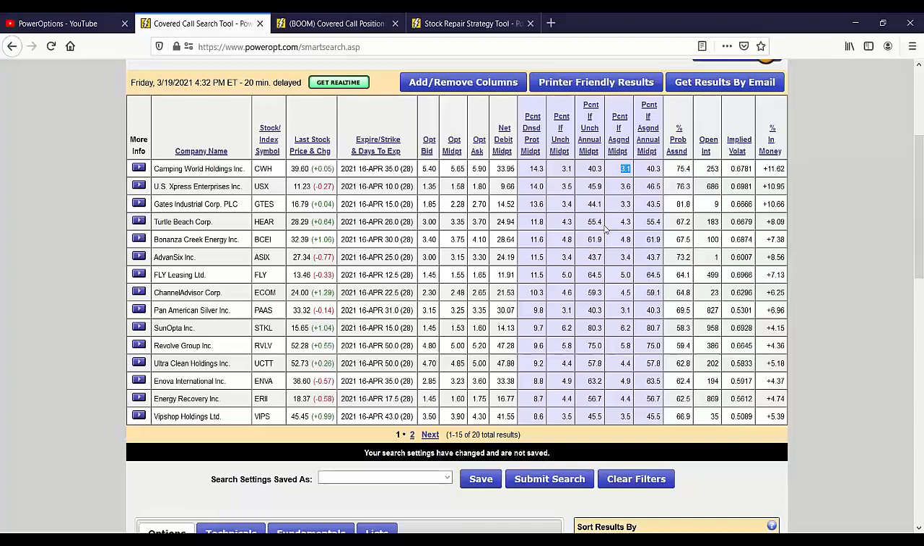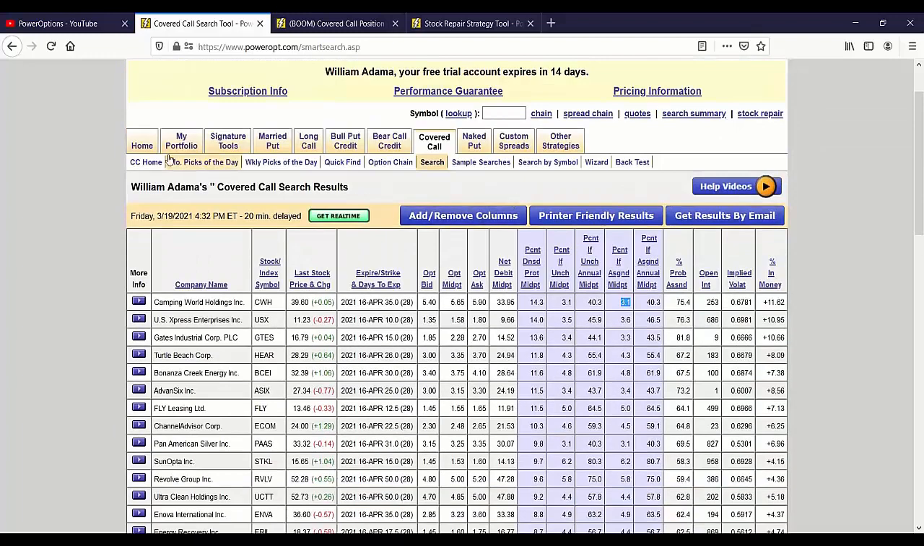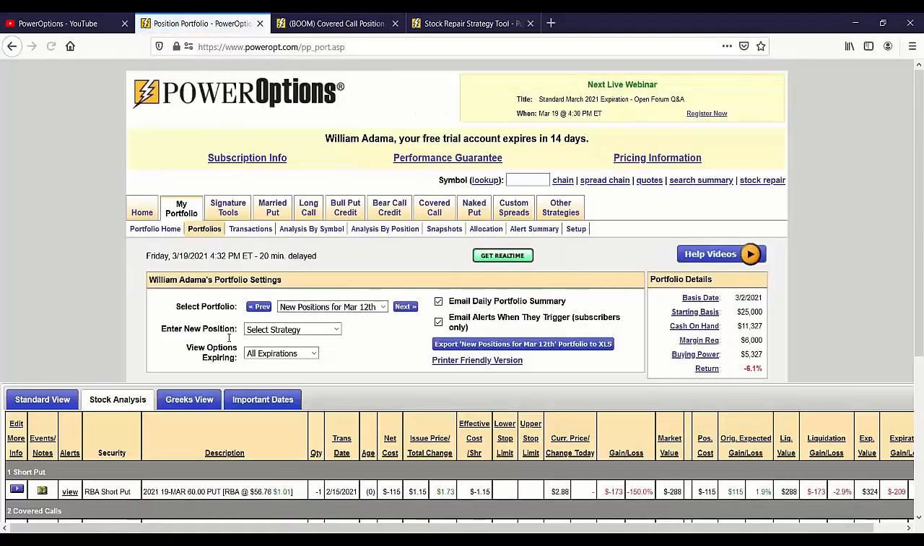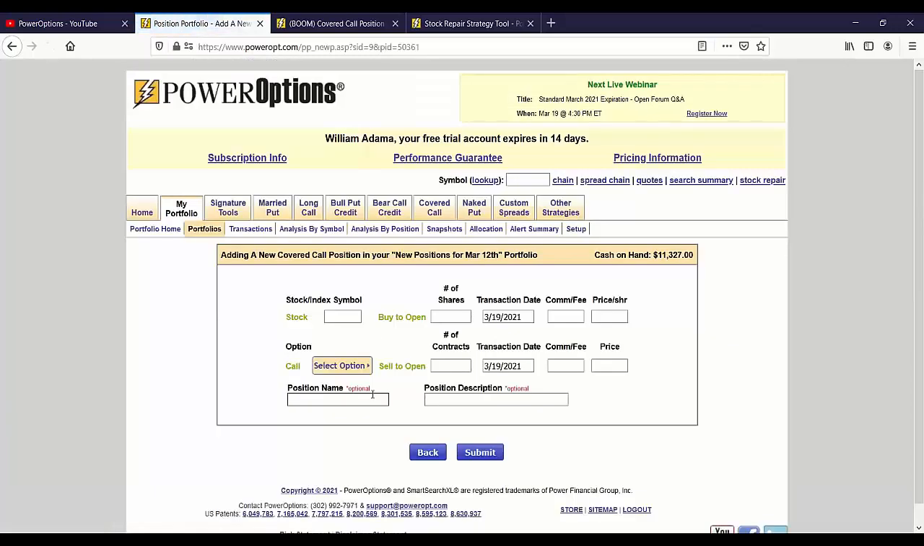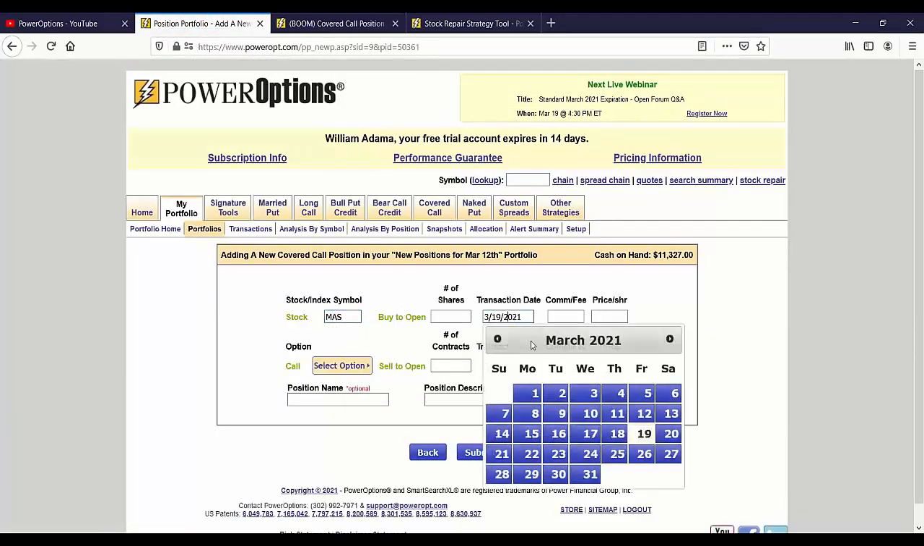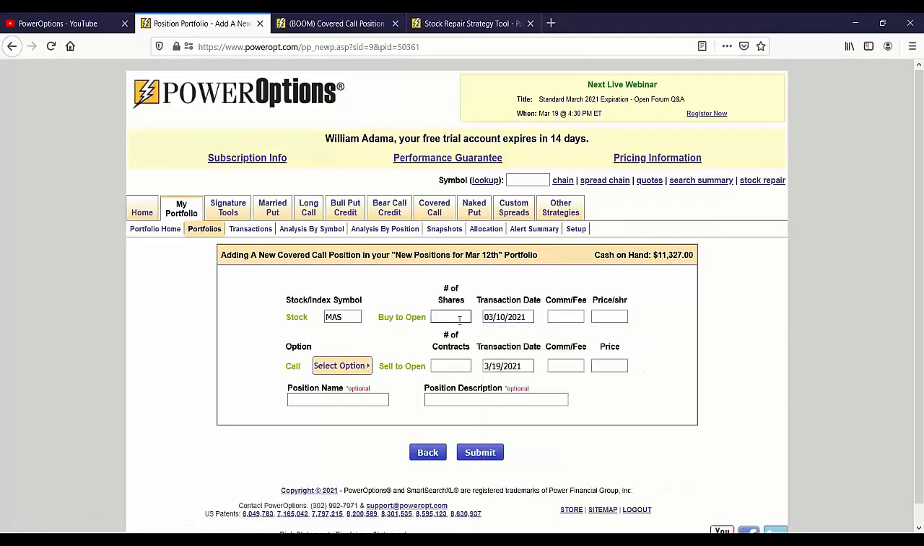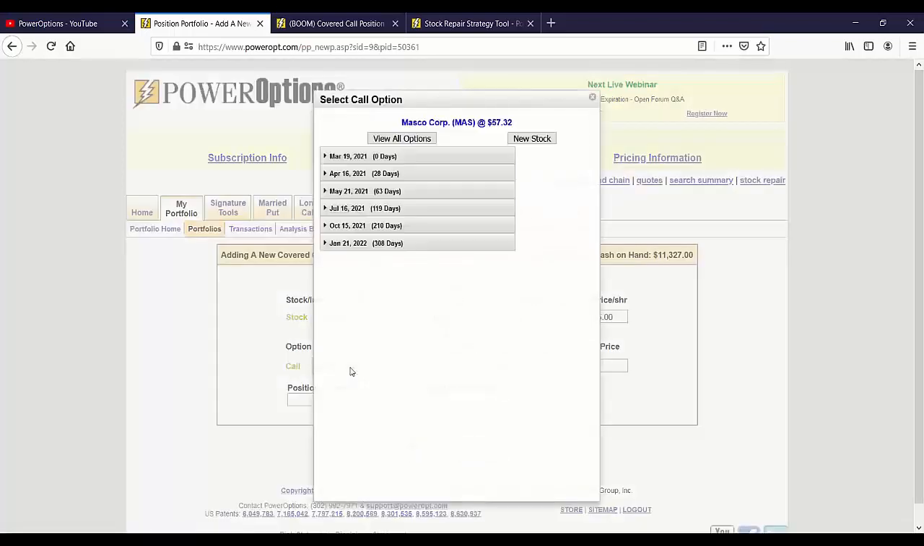Let me take Masco and go into the portfolio. And I'm going to enter just a new covered call. And Masco's MAS. And these are not real numbers. This is just an example. I'm aware of this stock. It's one of the married puts that we opened recently in the Fusion portfolio. I'm going to put in $55 per share purchase price on 310.